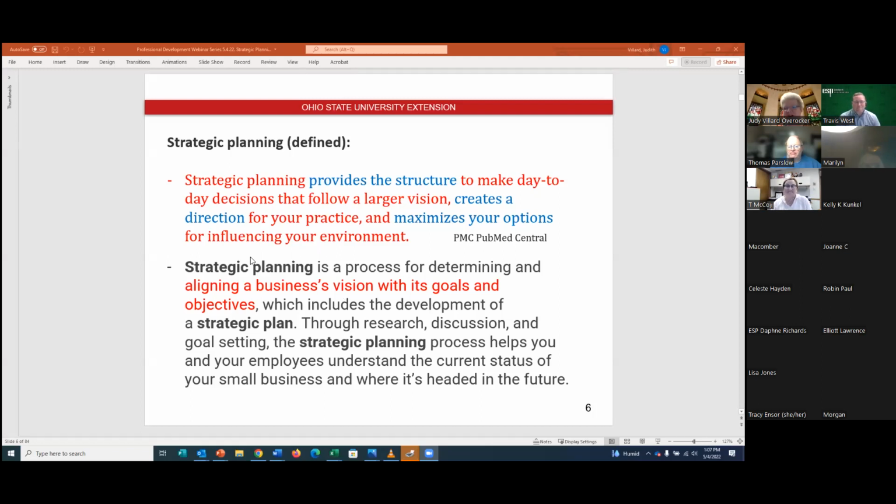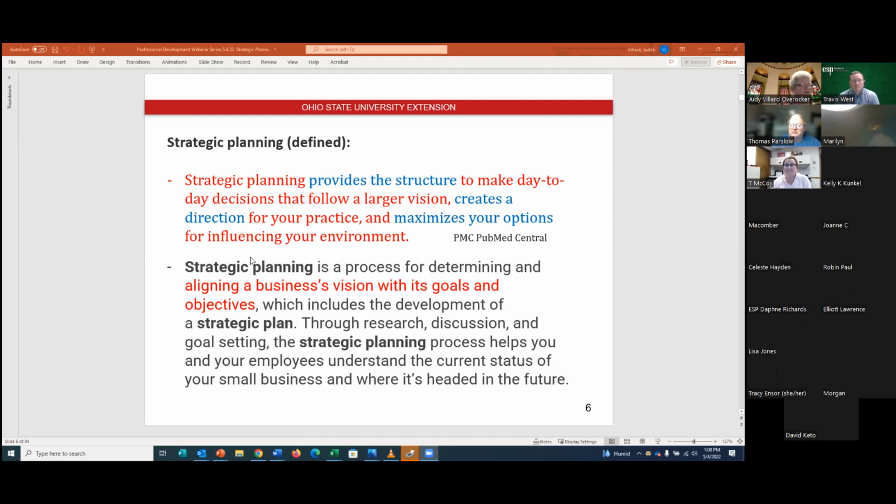So what we have here are a variety of definitions and thoughts that I've gathered, and I highlighted some of these in color. Strategic planning provides a structure, something that we can use to move forward. It creates a direction. Sometimes we feel like we're spinning, we're not moving anywhere. So it's going to help an organization move forward, and it maximizes your options. Sometimes it aligns a vision with its goals and objectives. I think that's helpful.